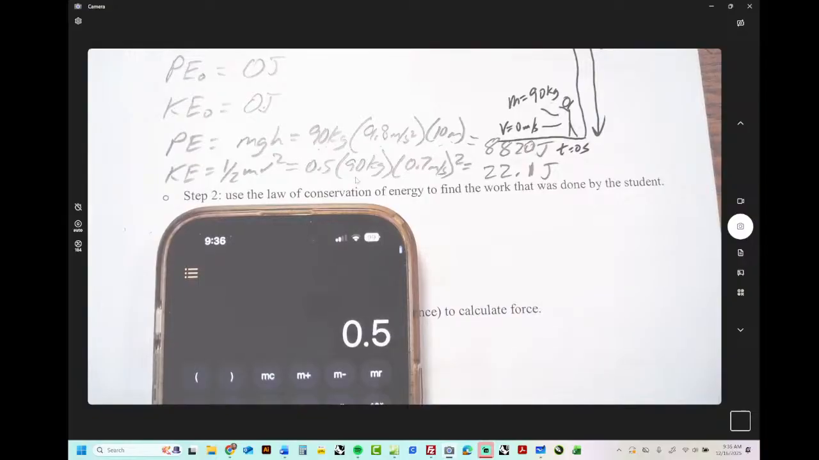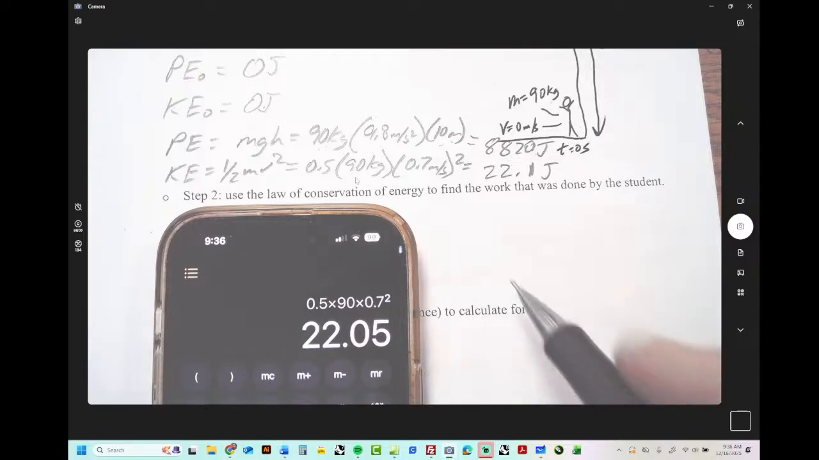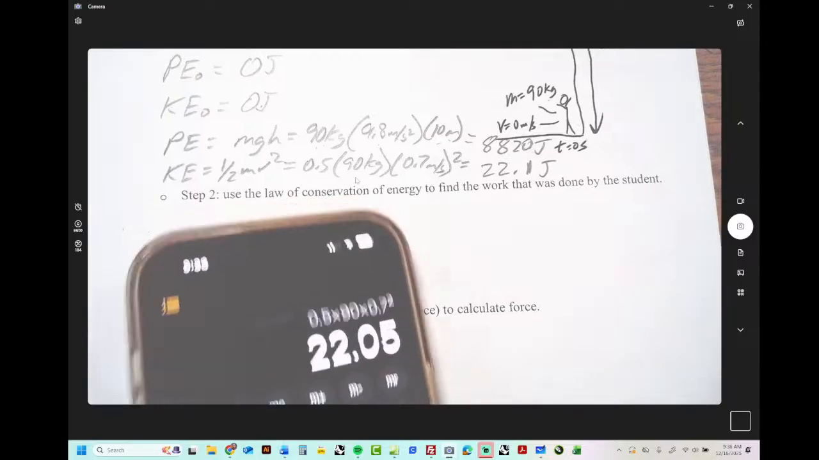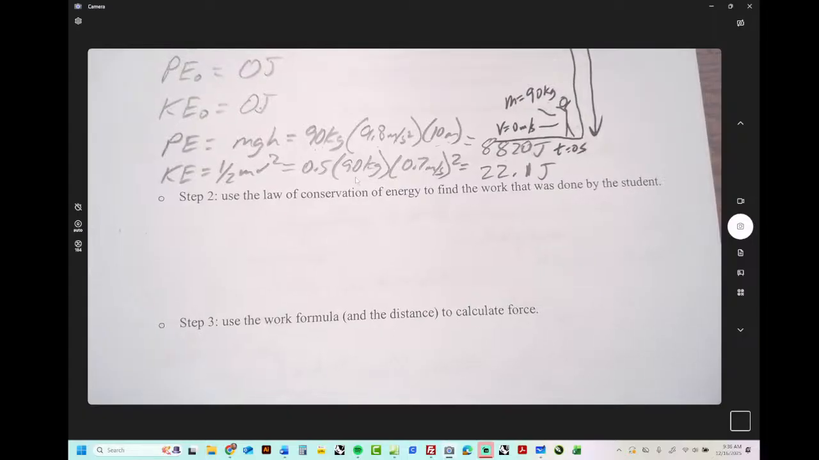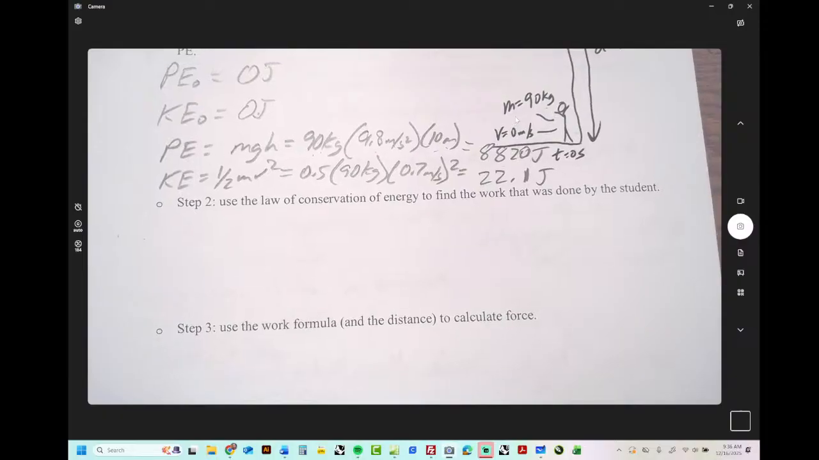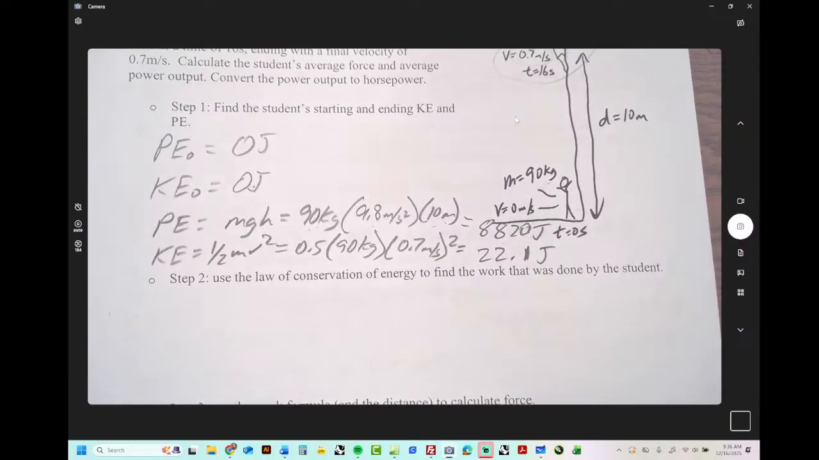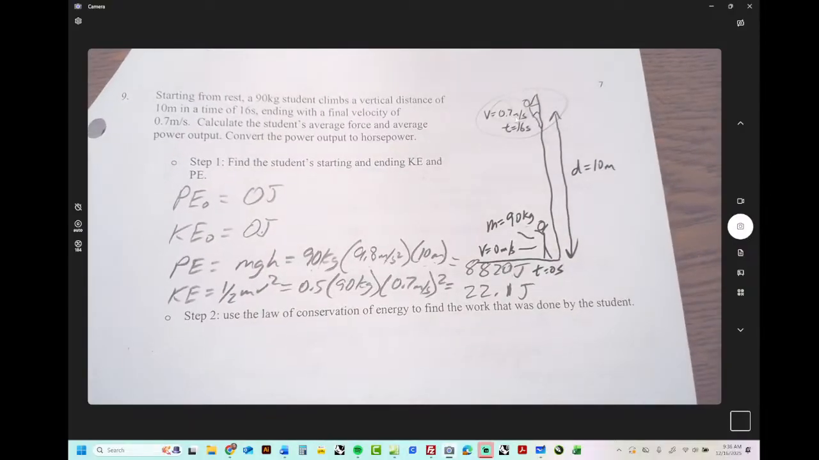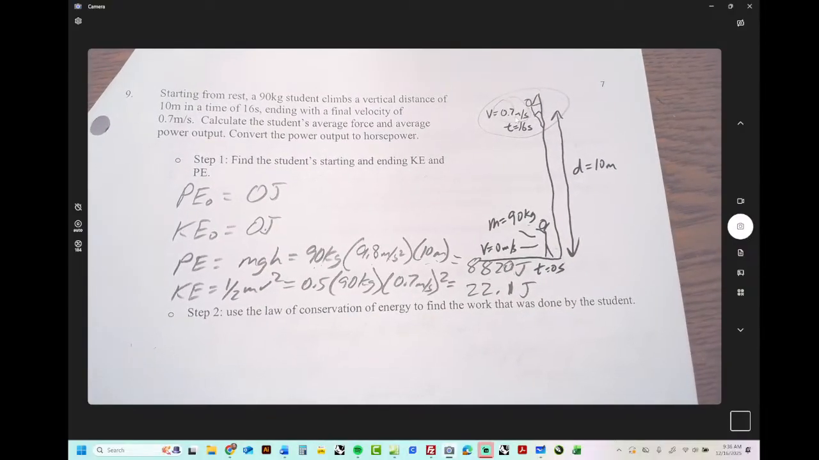So I'm going to type in 0.5 first times 90, that's the mass, times 0.7, and then I just like to use this little squared thing on here, squared. So 22.05, I just called it 22.1. It's kind of negligible. The kinetic energy is really small compared to the potential energy. So step 2 says to use the law of conservation of energy to find the work that was done by the student. You don't really need the law of conservation of energy to do this.